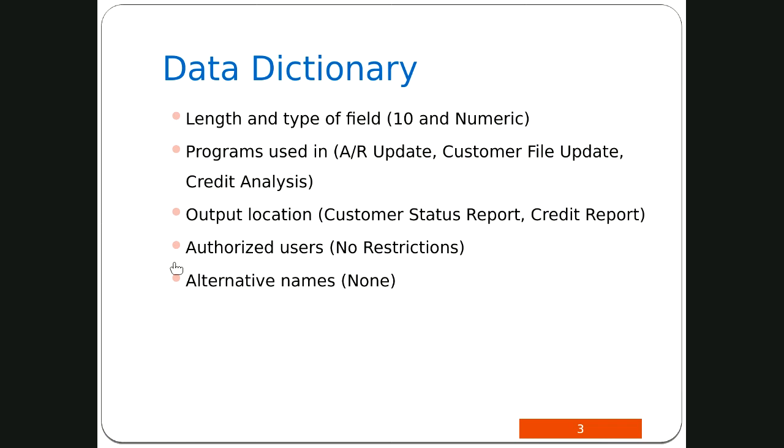The next is authorized users. It says no restrictions, meaning this is a data element that is not restricted by user. For example, your student ID number is the same way. I could ask any of you for your student ID number, and it's not secret information. But I couldn't ask you for your password, for example. That's restricted. Only the user should know the password and nobody else.